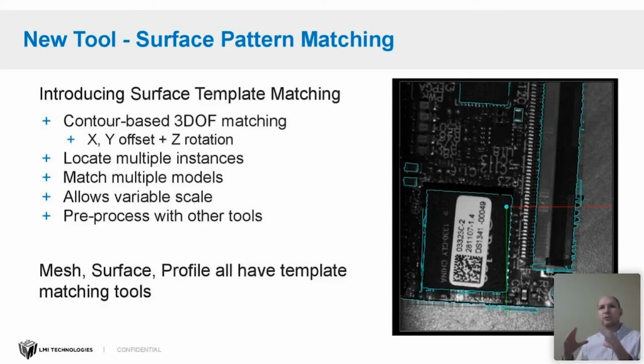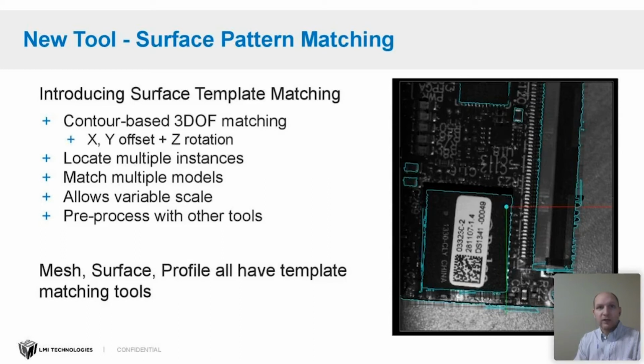If it's growing or shrinking a little bit from one scan to the next, it can compensate and even measure that as well. And you can pre-process with other tools, because this is just a tool. You can chain in any other tools before the matching process. So that gives you a lot of flexibility. Specifically, surface filter is something that I could see some people using prior to using the surface pattern matching tool.